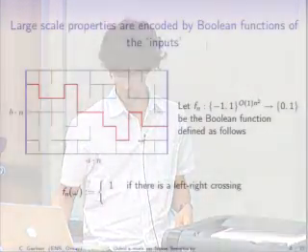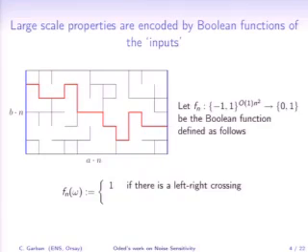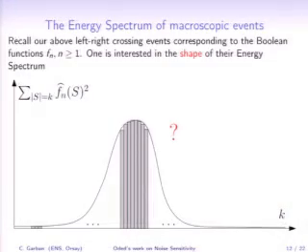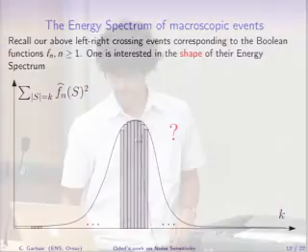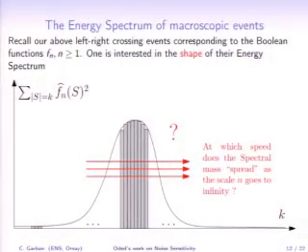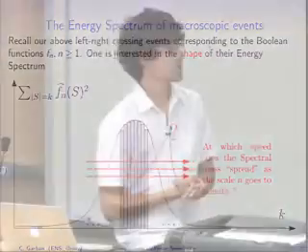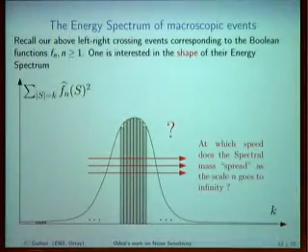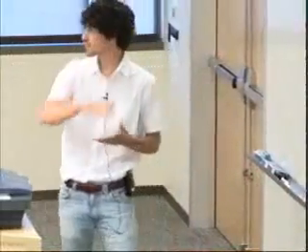So recall f n was this type of Boolean functions. We'd like to describe the shape of their energy spectrum. And if we want a quantitative statement on the sensitivity of percolation, we want more. We would like to know at which speed the spectral mass will diverge to infinity.